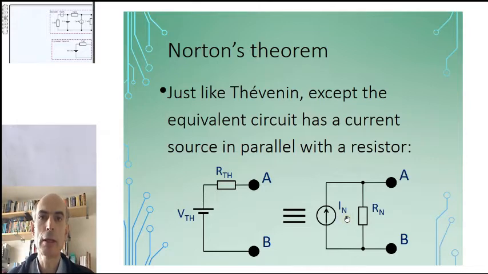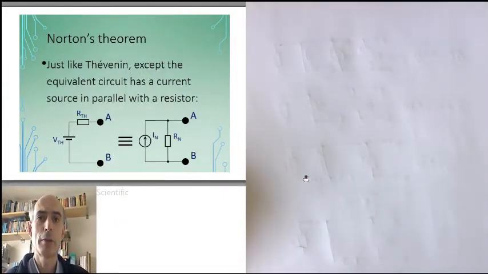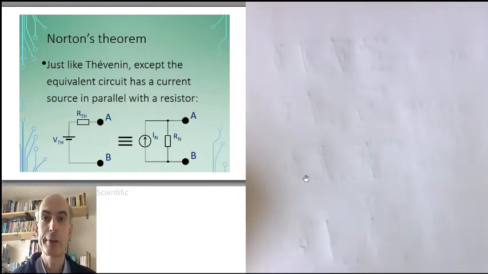They both apply to any linear two-terminal network and say that you can replace any such network with a much simpler equivalent network consisting of one independent source and one resistor. That just leaves the problem of how to work out the current source and the parallel resistor for a Norton equivalent circuit. And we can proceed pretty much as we did for the Thevenin equivalent networks. We can consider the open circuit voltage and the short circuit current.